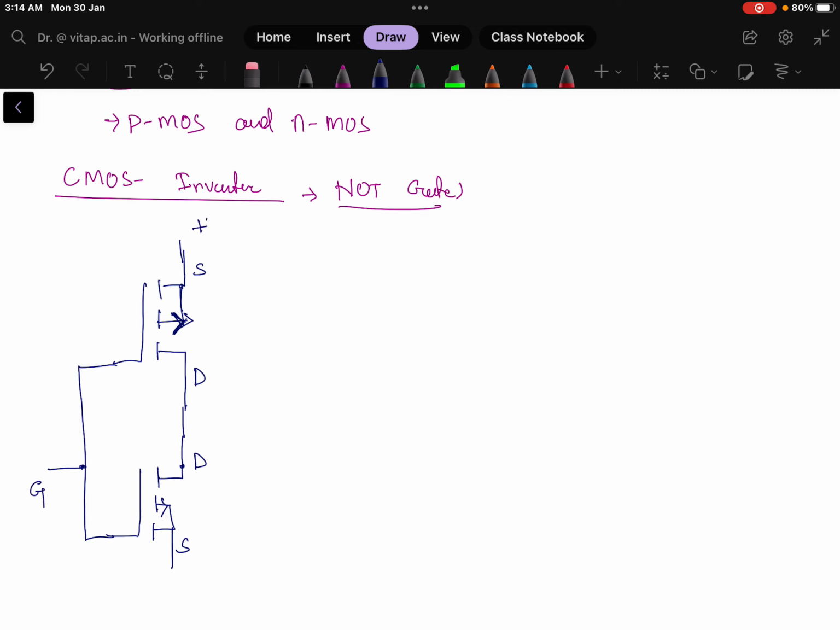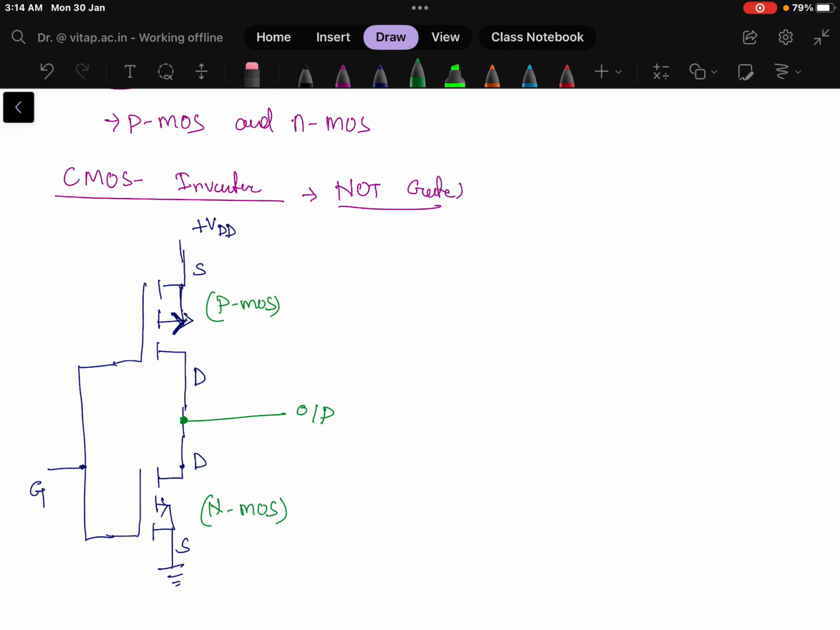On the PMOS source side, plus VDD will be given, and for the NMOS, the source side will be connected to ground. So this is your PMOS and this is your NMOS. Remember that the operation of PMOS and NMOS are exactly opposite. Whenever high is given, NMOS behaves in the way that is exactly opposite to PMOS. Let us see how the output is taken. The output is taken from the middle, the common point of the two drains.